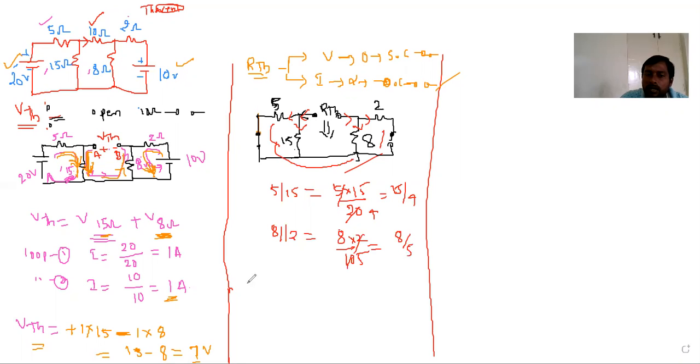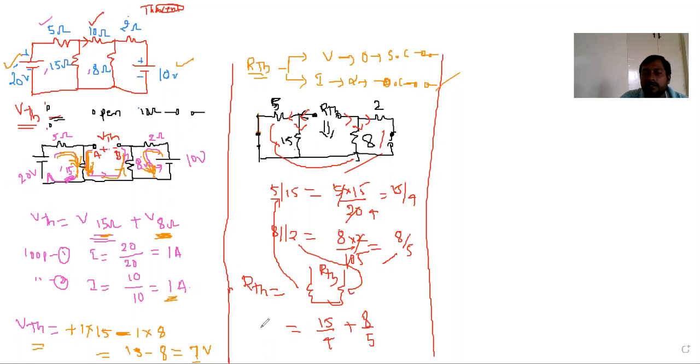So total R Thevenin is equal to, these two are in series, because these are connected in parallel. I drew only one diagram, so the equivalent circuit will be like this. This is R Thevenin. Here 15, 5 and 15, and here 8 and 2 in parallel like this. If we add these two, 15 by 4 plus 8 by 5, this is the R Thevenin.